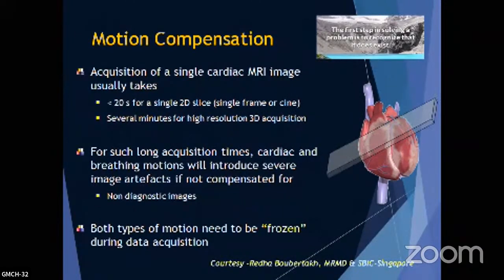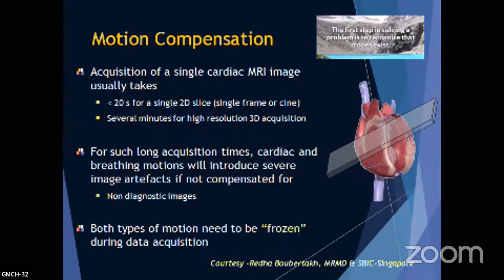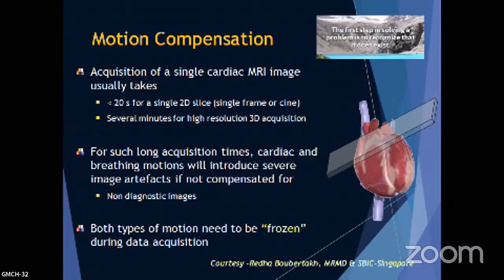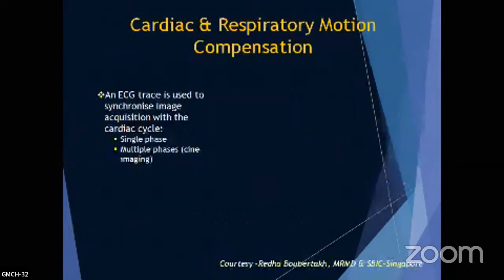So this is one of the slides that I got from my friend Reda, who works in Singapore now. Earlier he was at Barts in London. So it is the beating heart with a moving cage. The heart is beating and it's moving up and down. So both movements need to be frozen to get good diagnostic images. Okay, let's see how we compensate both of them.